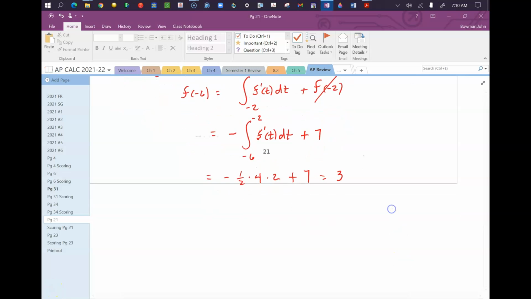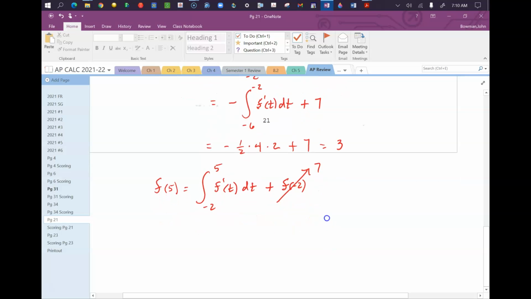For the second part of that question, we're going to do the same thing, save ourselves a little bit of writing. F of 5 is equal to the integral from -2 to 5 of f prime of t dt plus f of -2. We already know that that's 7, and you can verify that the integral from -2 to 5 consists of, and since we're already going in a positive direction, left to right, I'm going to leave that integral alone, not switch the limits of integration. Consists of a semicircle below the x-axis, hence the negative.